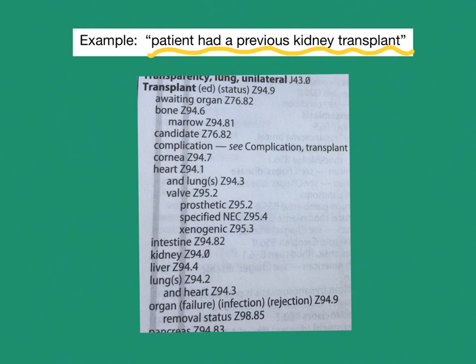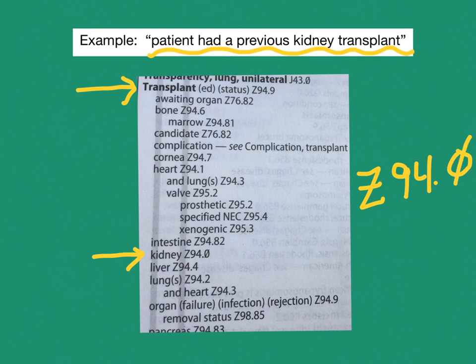So in this case, to pull in this status of the past kidney transplant, you would go to the main term of transplant and then subterm kidney. And here this leads us to code Z94.0, and again, you would want to check the tabular list.